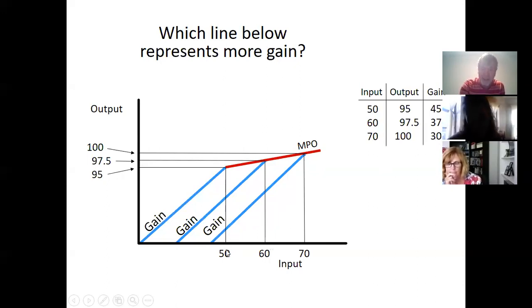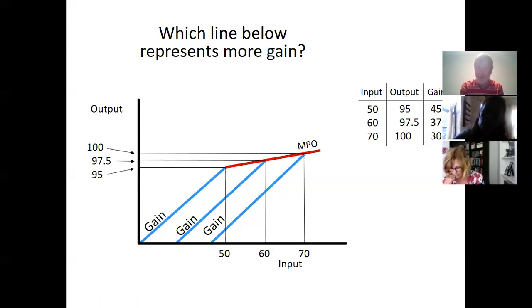Well, as my input increased by 60, my output increased by only 2.5. So is that 4 to 1? Yeah, is that correct? Okay. That's correct. 4 to 1.